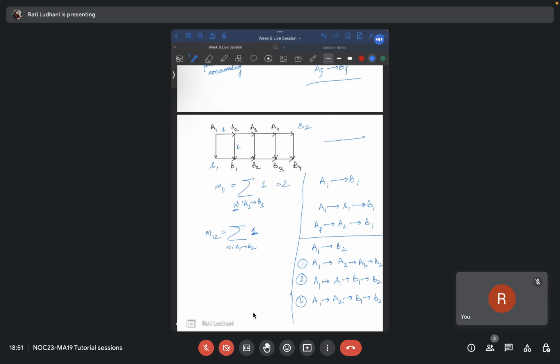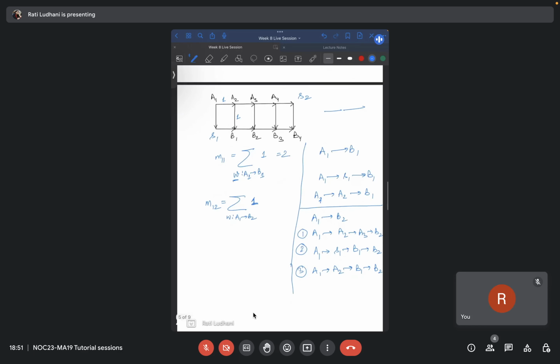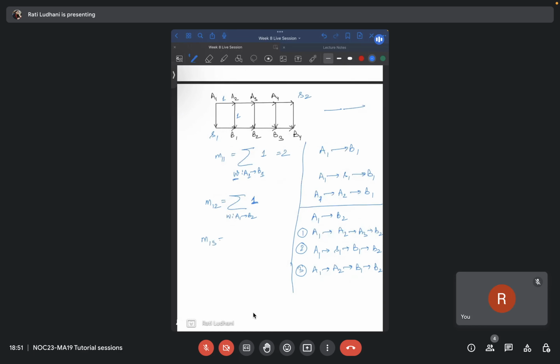Okay. Now again, let's see what M13 is. So again, I'll do that. At each step you are actually getting one extra. Why? Because now again what you can do from this, and next you can go like this.